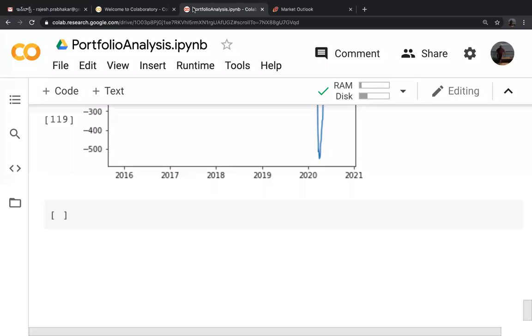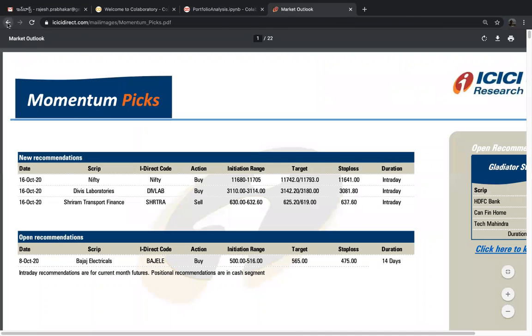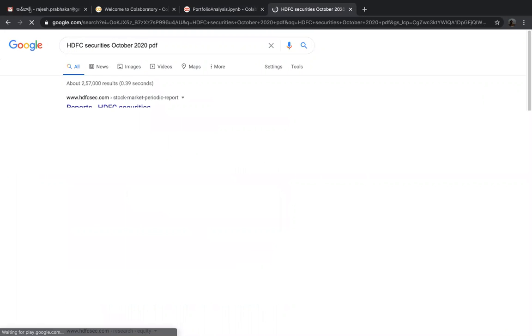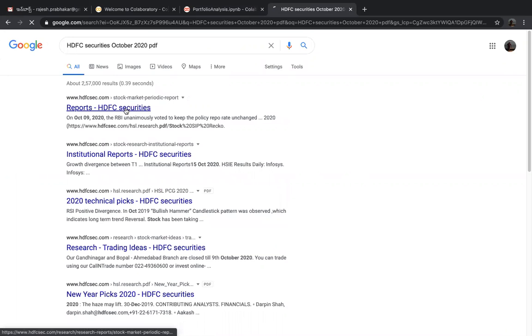R is even easier. Compared to Python, R is easier. And see, the market outlooks, everybody gives like this, technical analysis only, right? You must be very familiar. HDFC Securities also, same thing. Short term is all about technical analysis.